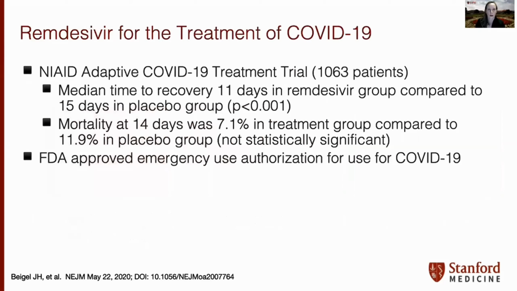So to talk a bit about the agents that I mentioned that probably have the best data to date. So first, remdesivir. Stanford is involved in the NIAID adaptive COVID-19 trial, for which results of the first arm of the trial have been released. This was a multi-center randomized controlled trial of over 1,000 patients comparing remdesivir to placebo. In this trial, they found that the median time to recovery was 11 days in patients receiving remdesivir compared to 15 days in those who received placebo. There was a trend toward decreased mortality in the remdesivir arm, but this was not statistically significant.